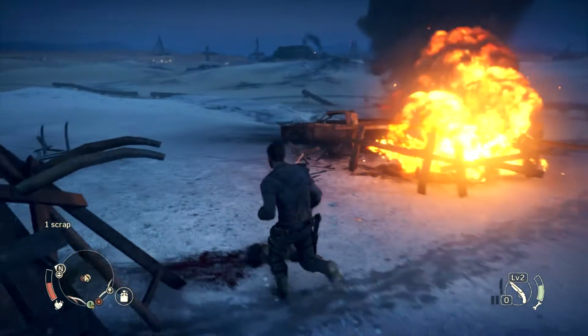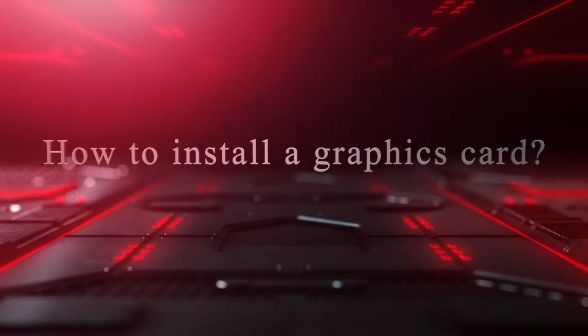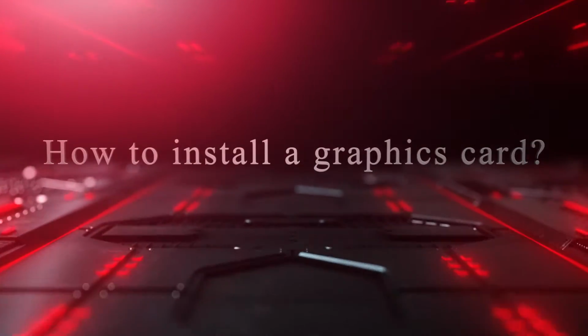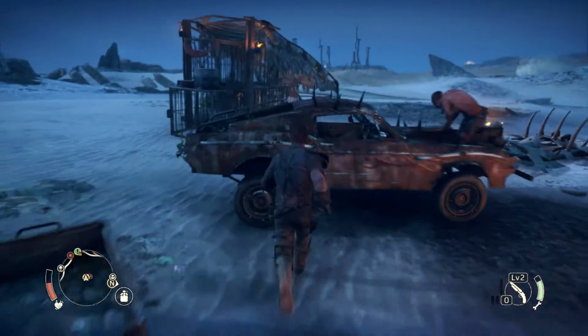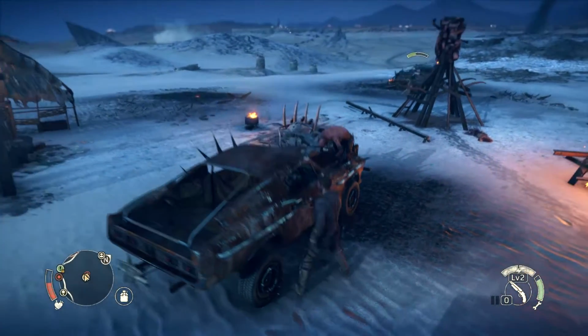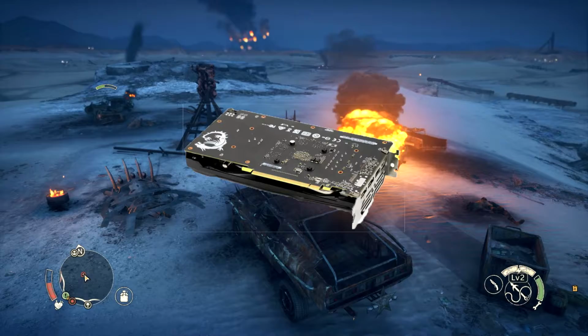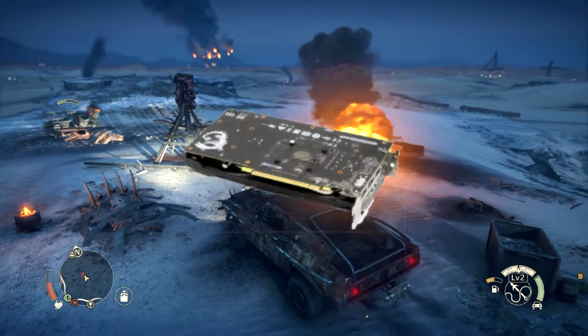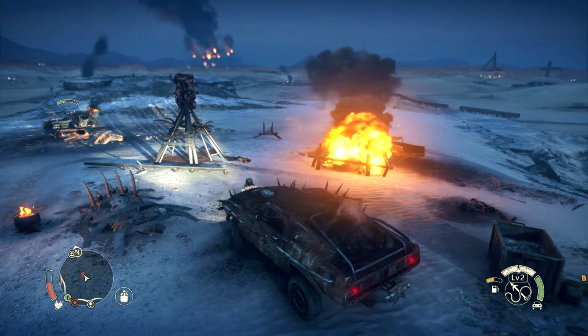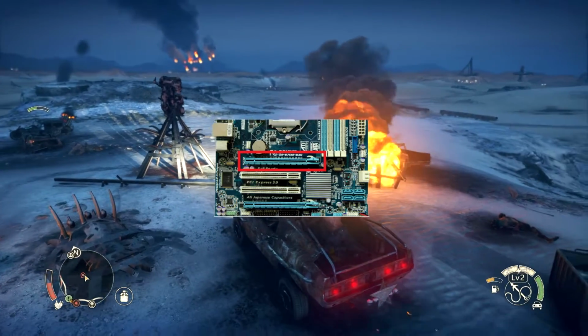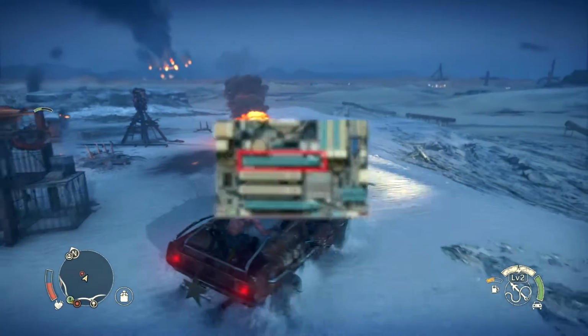Now onto our final topic, how to install a graphics card. So first, take your graphics card, flip it so that the cooler is facing upside down. Next, locate the PCIe slot on your motherboard. This should look like this. Locate the clip next to it and unlatch it by pushing down on it until you hear a click.